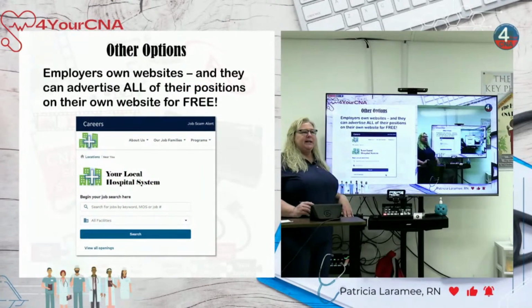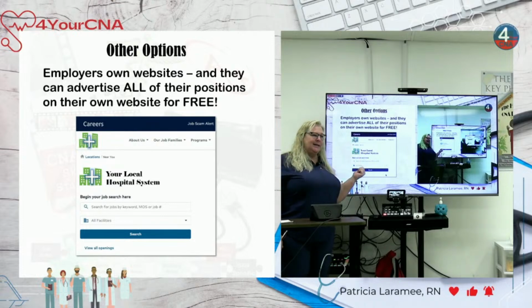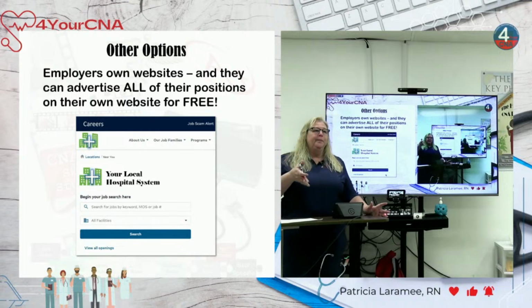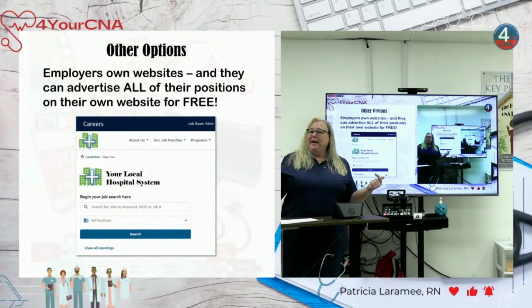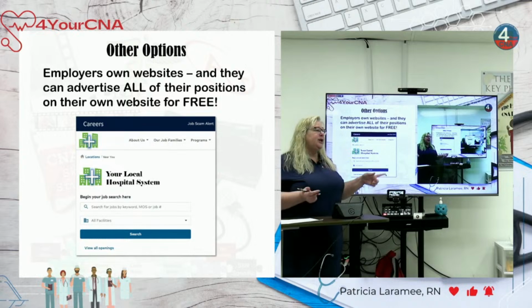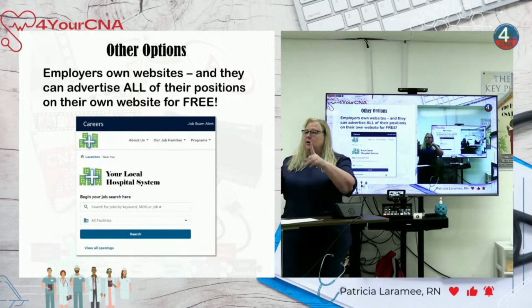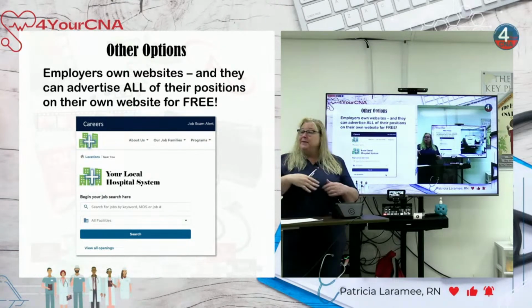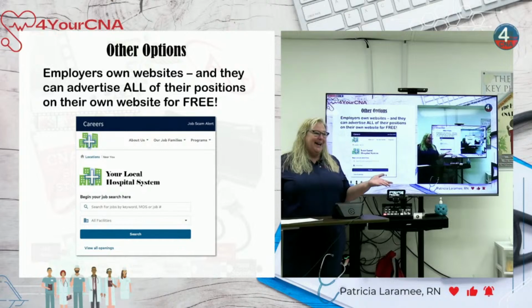The number one place that you should go is their website. So let's say you've got a hospital. That's going to be your best place to work. We have 3 hospitals in our county. I would go to the website for each one of those hospitals and look for CNA positions. Every hospital has its own website. On the website is going to be a jobs or careers tab. They advertise on their own website for free. They own the website. So this is a great way to find opportunities that may not be listed other places.